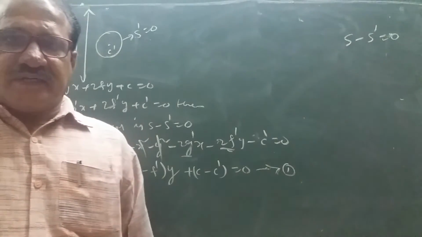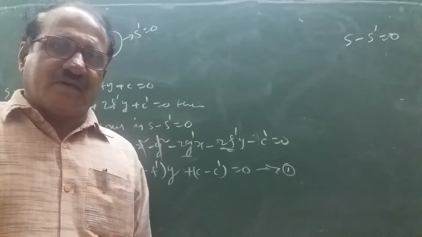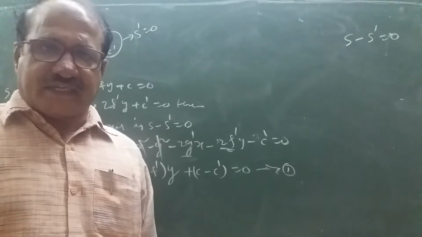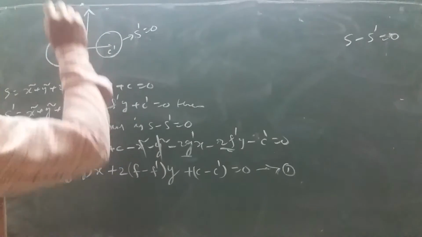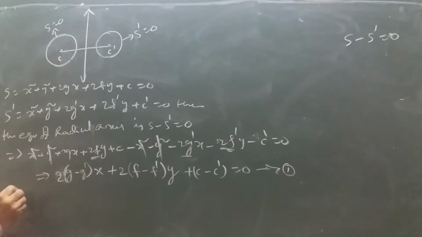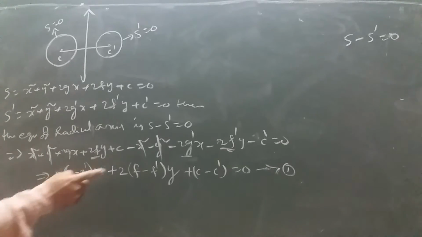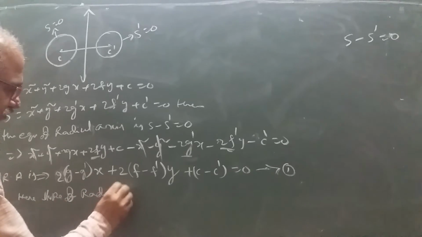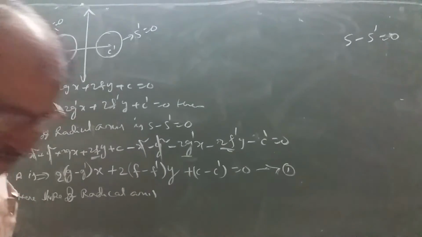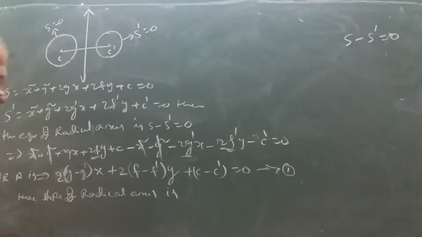Our point is, the radical axis should be perpendicular to the line joining the two centers, that is CC dash. Now we take the centers. Here, slope of radical axis. Slope of radical axis is, what is our formula? It is in the form of ax plus by plus c is equal to 0.